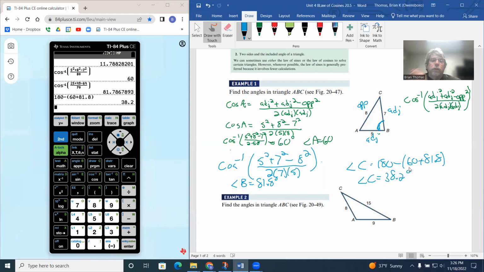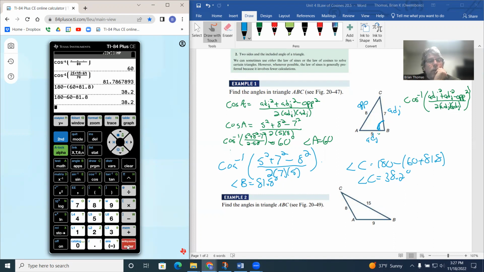So angle C is 38.2 degrees. Now, if you don't like all those parentheses, you could just have gone 180, take away 60, and then take away 81.8 like that. That'd still give you 38.2.